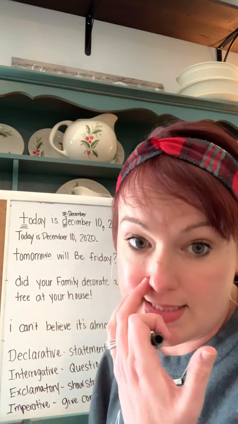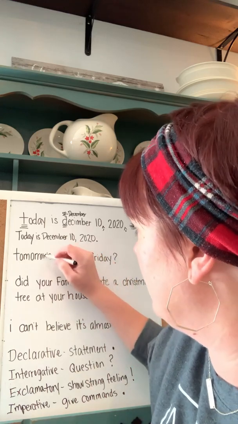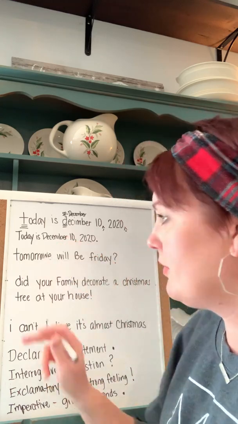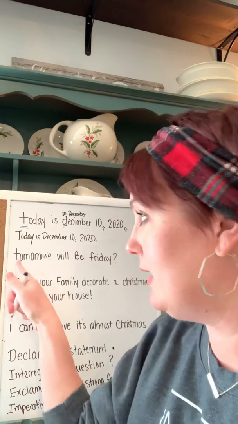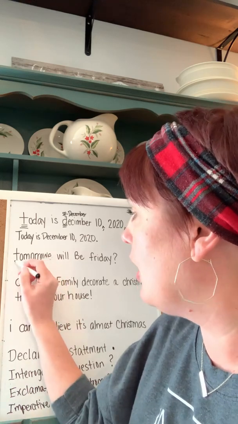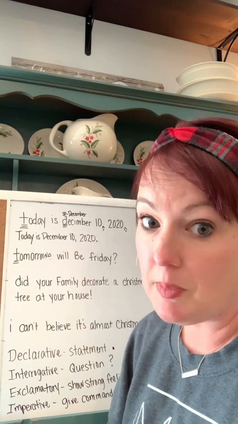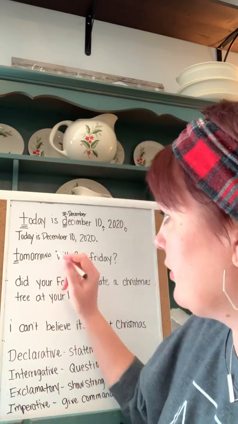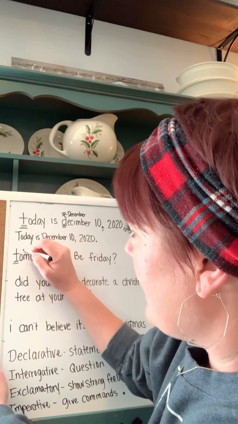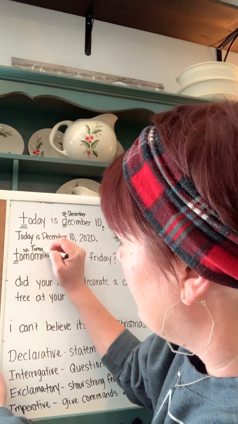Now the second sentence said, tomorrow will be Friday, and it has a question mark at the end. So let's take a look at that one. First things first, like we always do, it needs a capital letter. All sentences start with a capital letter. And you might not have caught that, but I spelled tomorrow wrong. I don't know what I'm doing over here. I'm spelling everything wrong. So I need to put SP, and I need to spell tomorrow correctly.